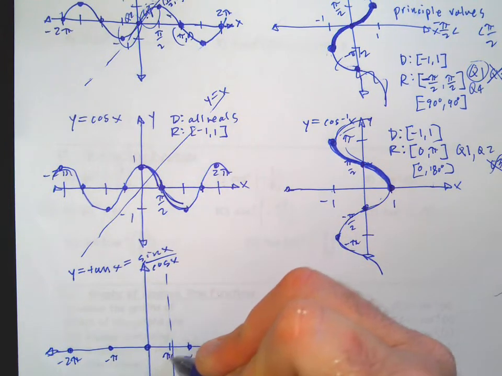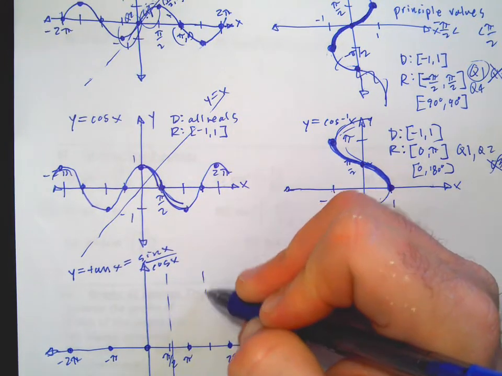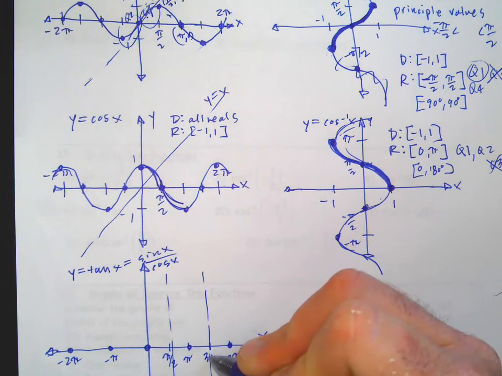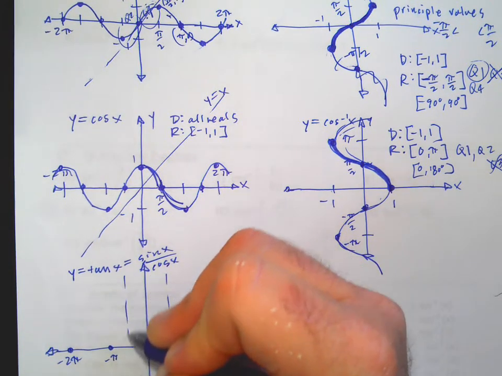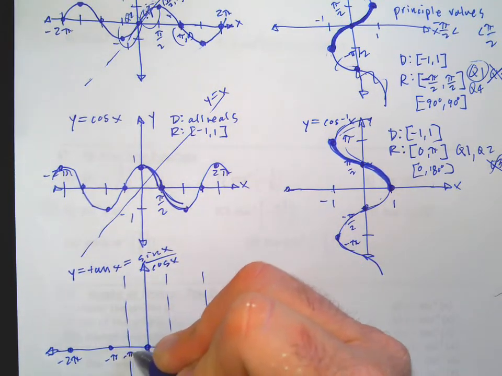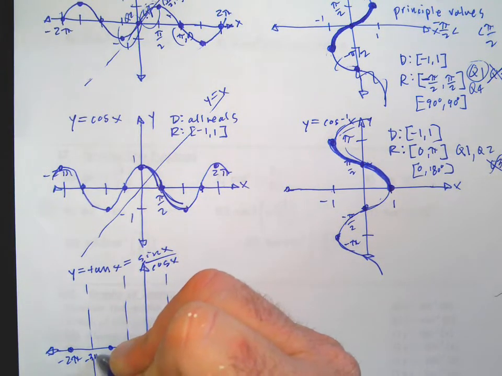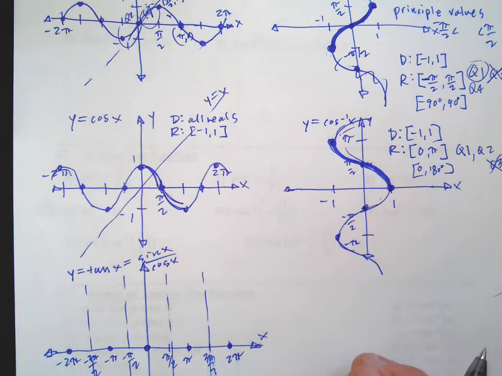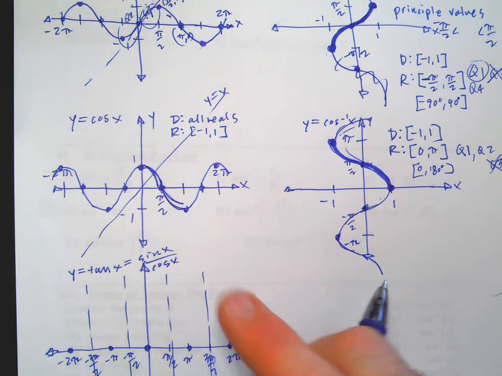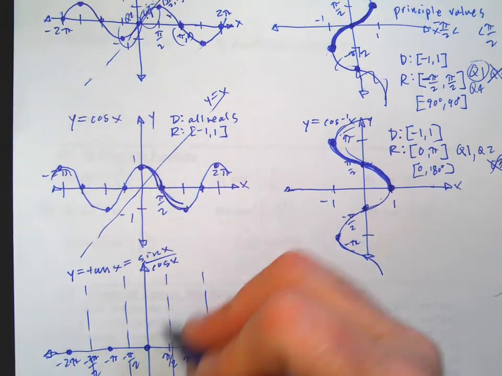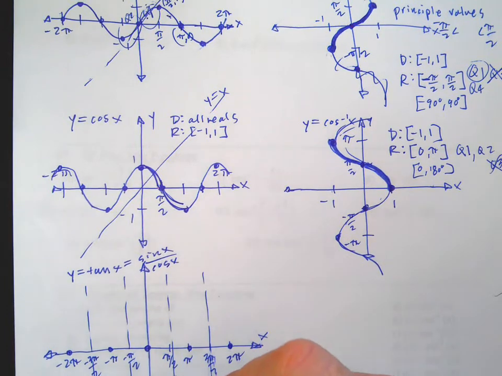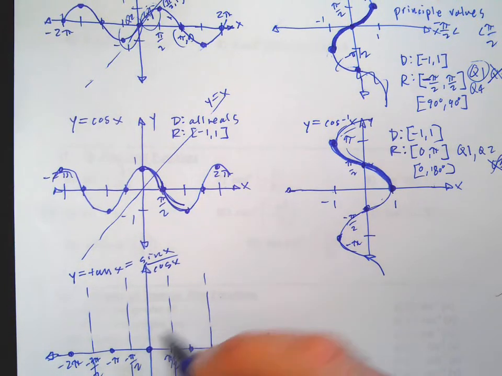Pi over 2, 3 pi over 2, negative pi over 2. Get these vertical asymptotes. Negative 3 pi over 2. So now the graphs are going to go towards these up or down, and then it's either like this or it's like this. And I don't memorize it. Cotangent looks a lot like this too.